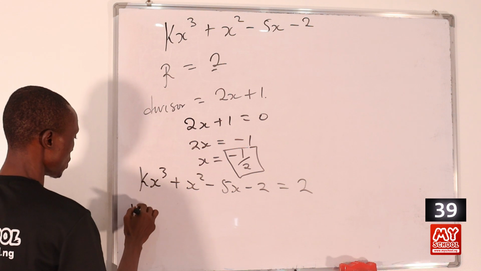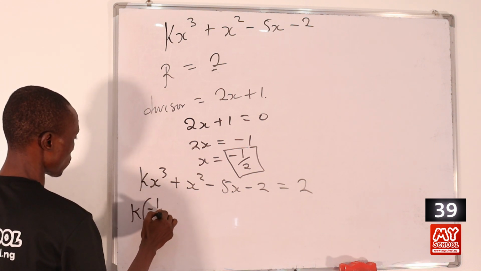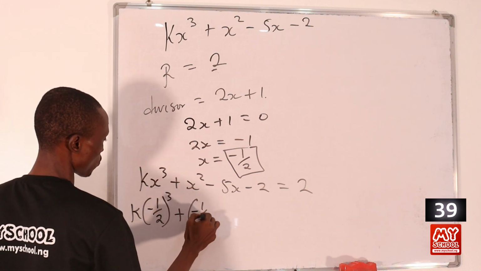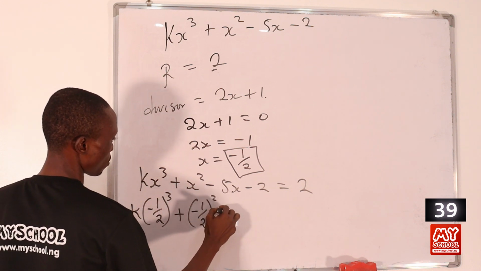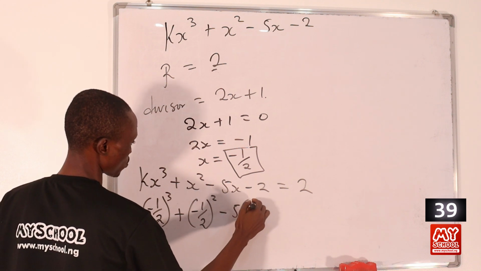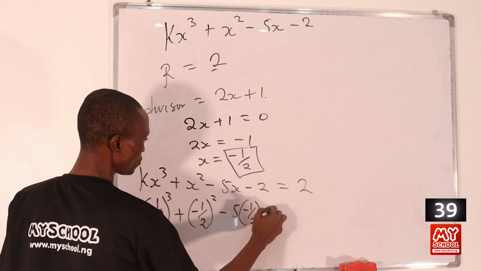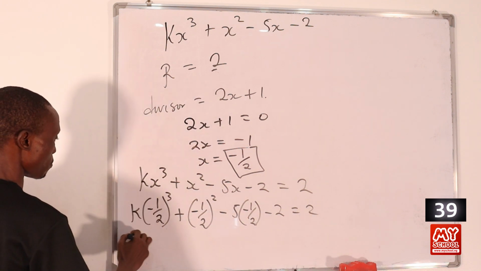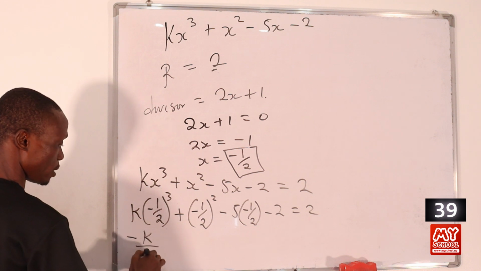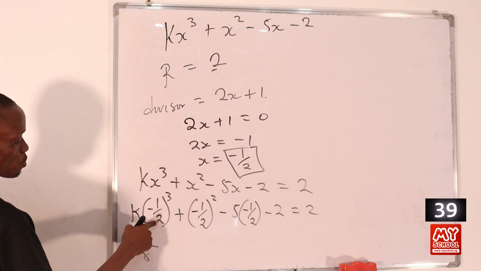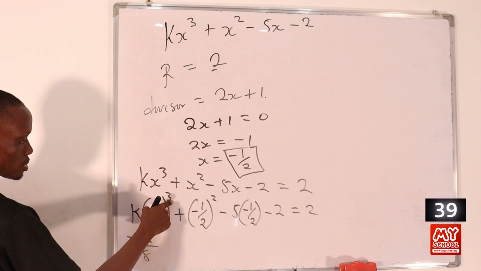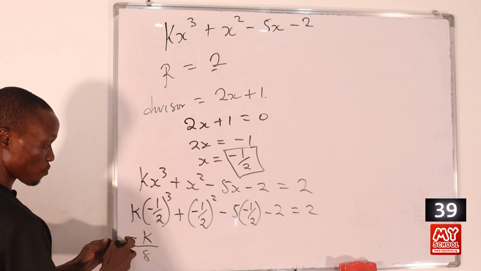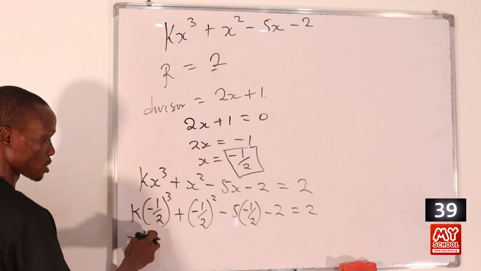So here we'll be having k times (minus 1 over 2) raised to power 3, plus (minus 1 over 2) raised to power 2, minus 5 times (minus 1 over 2), minus 2 is equals to 2. Okay, so here we'll still be having minus k all over 8. The reason is because 2 raised to power 3 is 8, and minus 1 raised to power 3 is still minus 1. So the final answer here will be minus k all over 8.